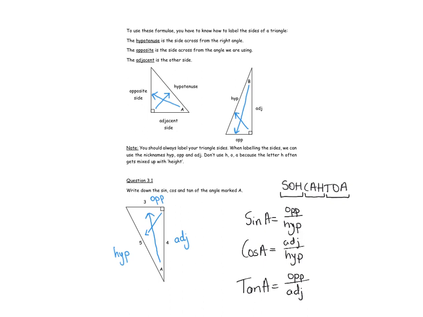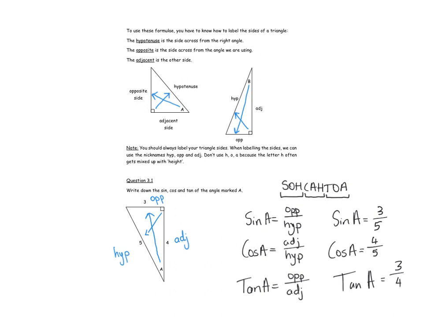We can fill that in then, so we'll get the sine of A is equal to the opposite, which is 3, over the hypotenuse, which is 5. The cos of A is equal to the adjacent, which is 4, over the hypotenuse, which is 5. And the tan of A is the opposite, which is 3, over the adjacent, which is 4. And that's that question done.